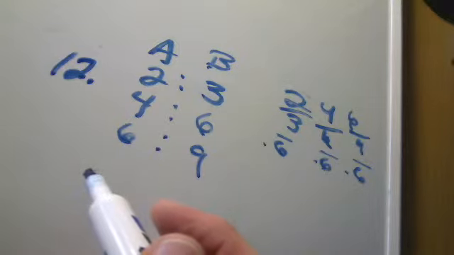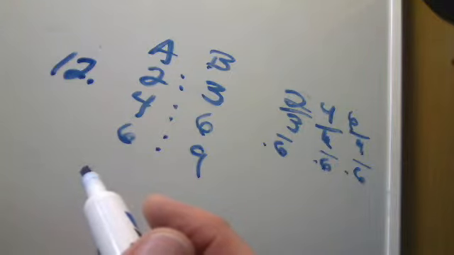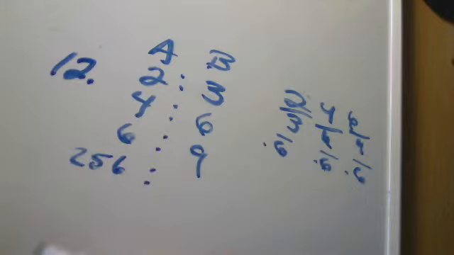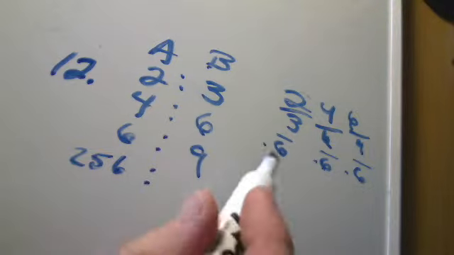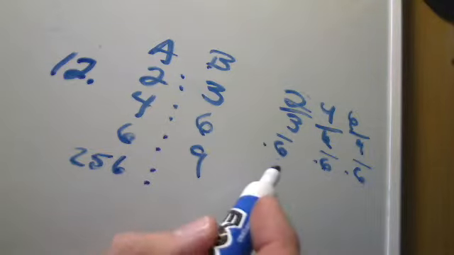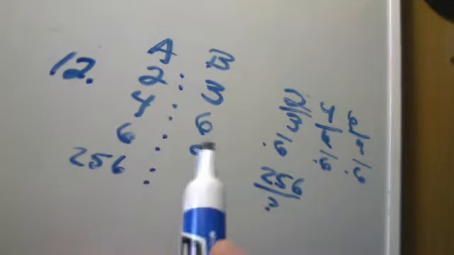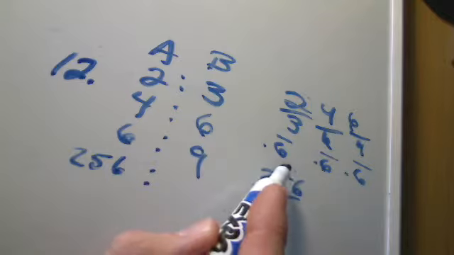But the thing is, they're saying in this problem that we need to write a proportion to find how many fish of species B are needed if there are 256 of species A. Now we can keep doing this where we double, but we have 256, that'll take us forever. So what we have to do is we know that if I have 256, that's our top number, what would be the bottom number to give me 0.6 as a decimal?